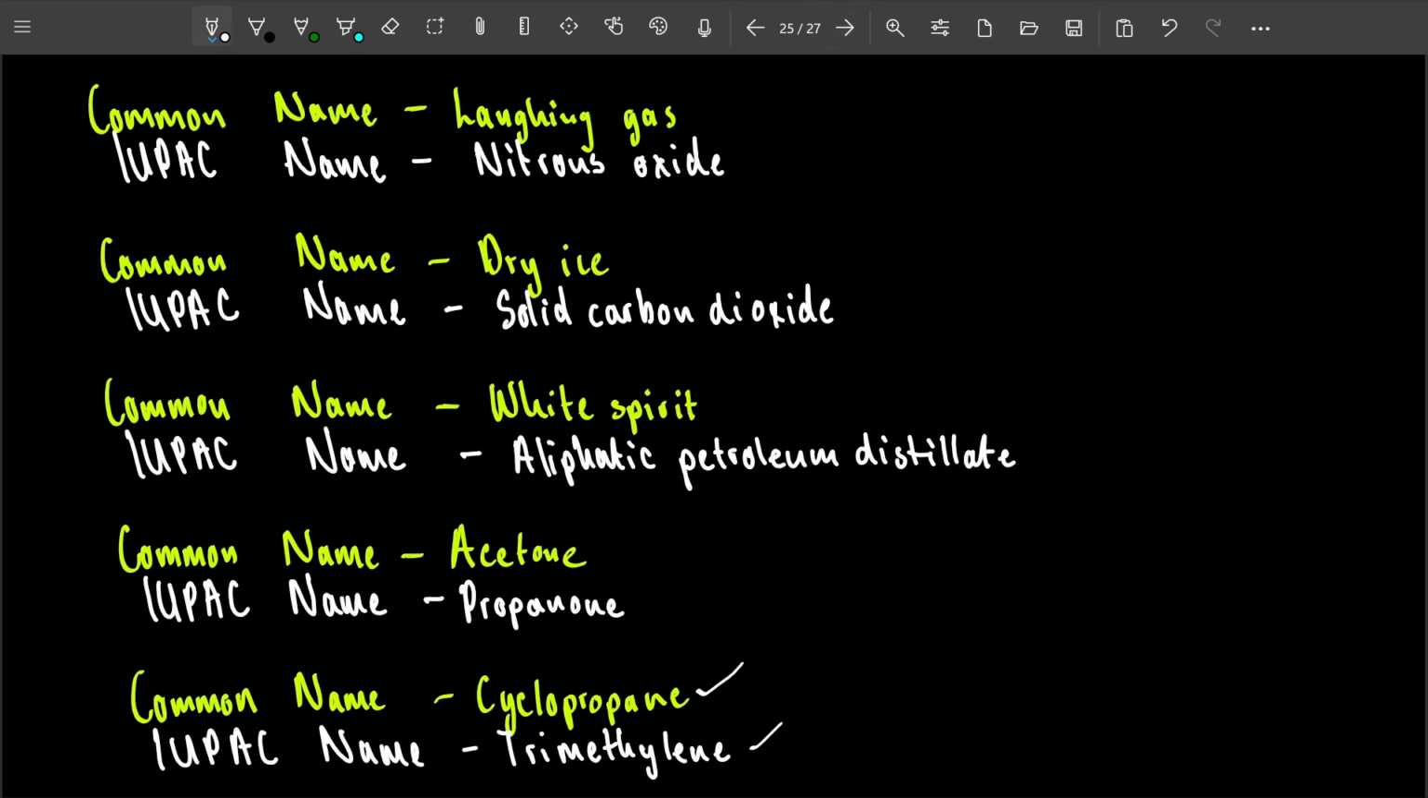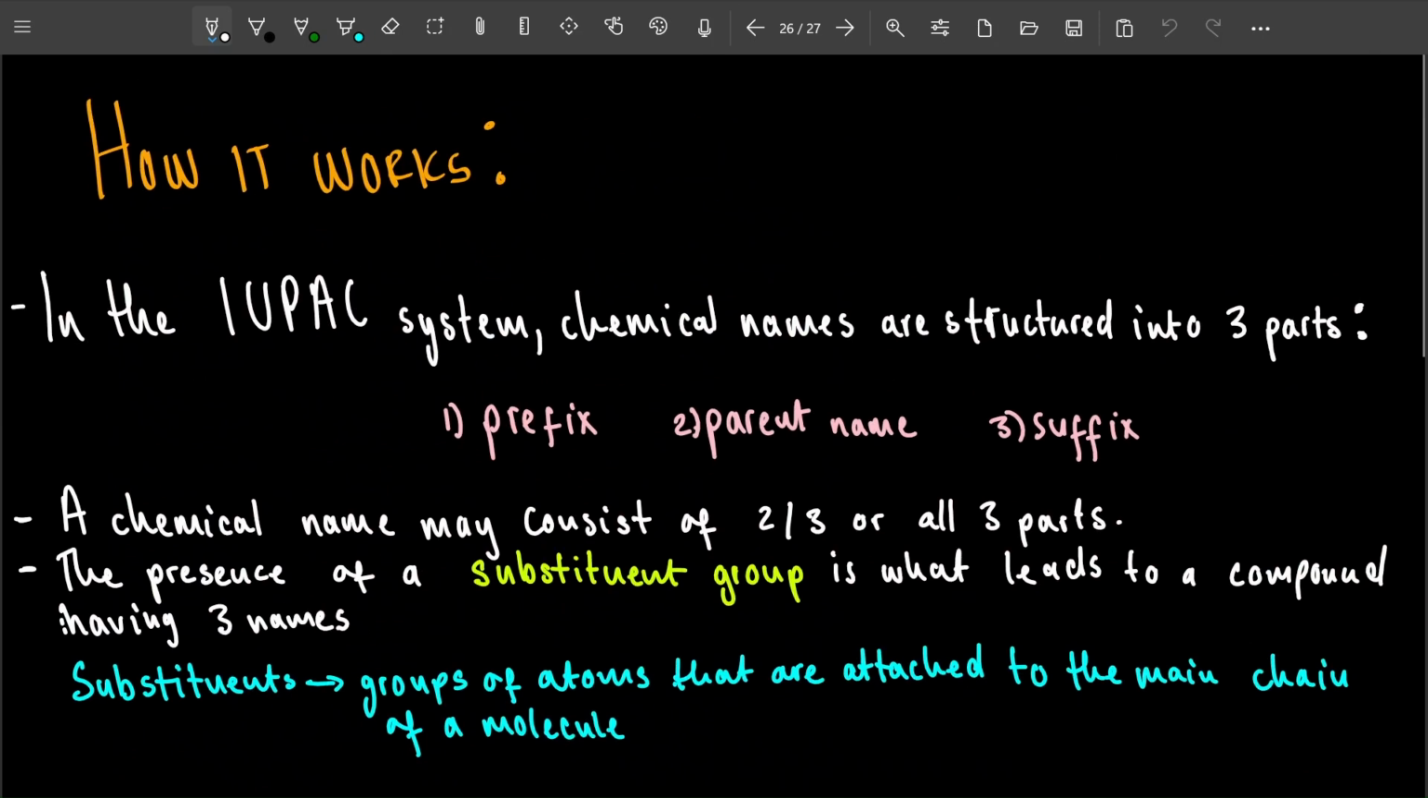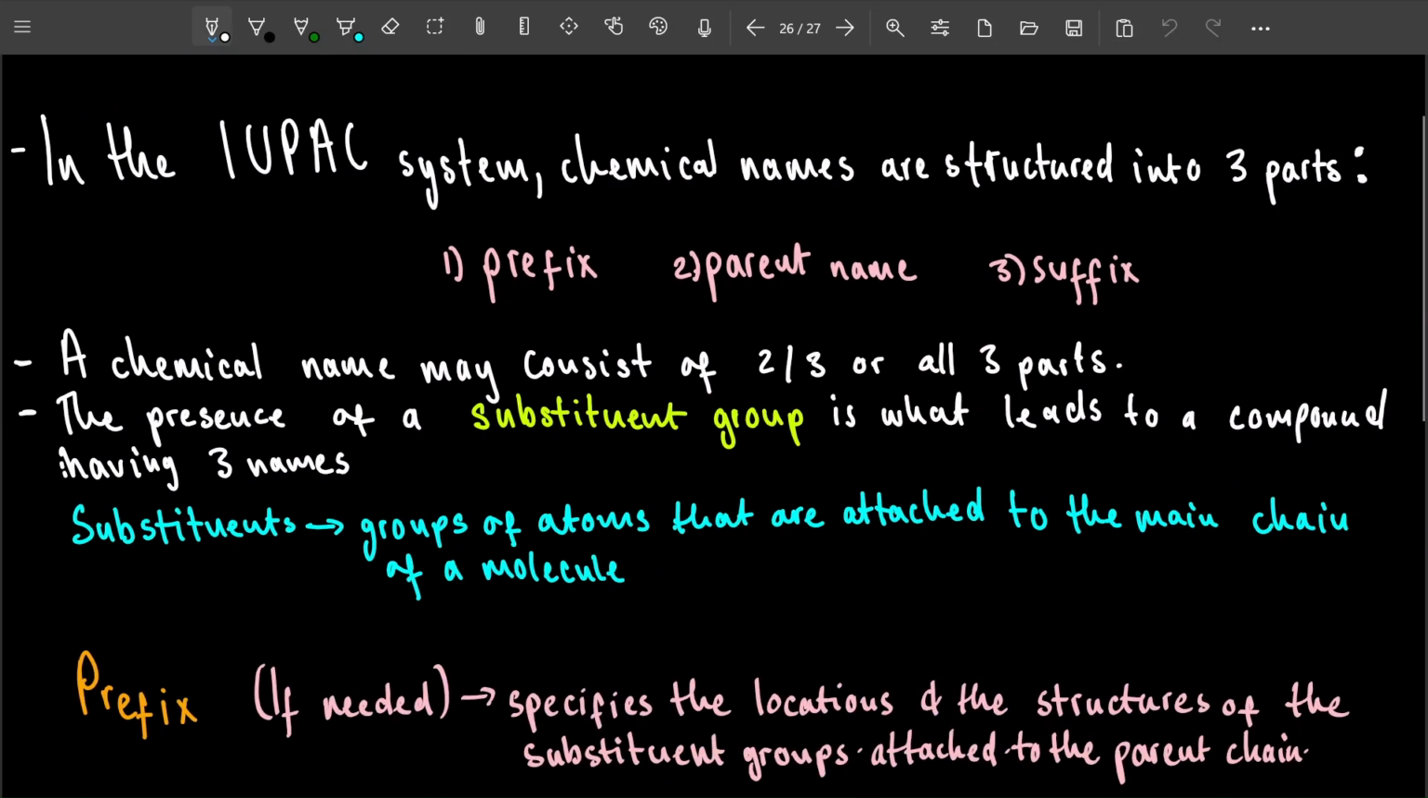Now let's quickly go through how IUPAC actually works. Okay, then we'll be done. One more thing. How it actually works. This is a background to this IUPAC naming. The system developed by the organization called IUPAC. So IUPAC names are actually broken down into 3 parts.